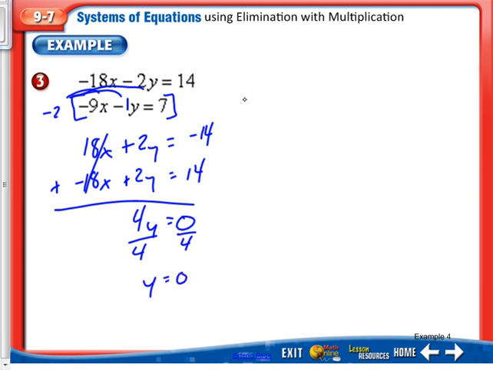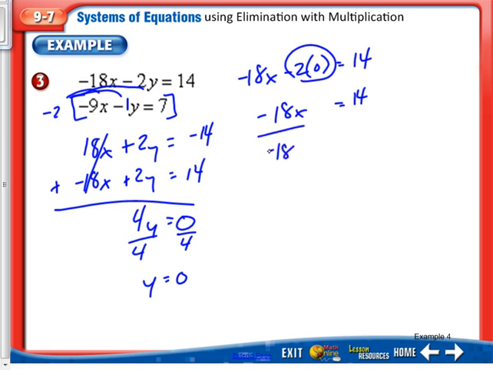Okay, now I can plug that in. So I'm going to get negative 18x minus 2 times 0 equals 14. So that's negative 18x equals 14 because that would just be 0 anyways. Okay, and then divide by your negative 18 on both sides.